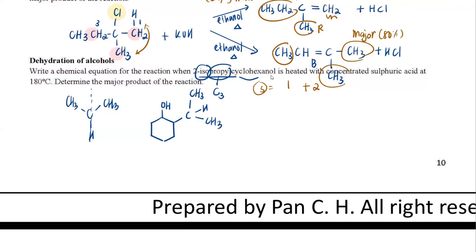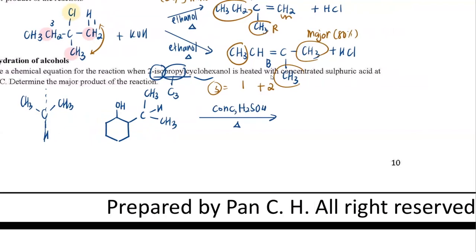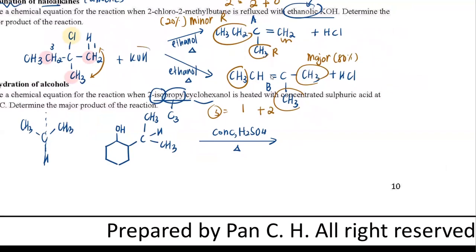All right, and then it's heated with concentrated sulfuric acid at 180 degrees. So at 180 degrees, you are probably forming an alkene, same as the elimination reactions above, but you're using a different reagent. First, we used potassium hydroxide, and this one we are using concentrated sulfuric acid. So by this, you can actually label all the hydrogen carbons you have.